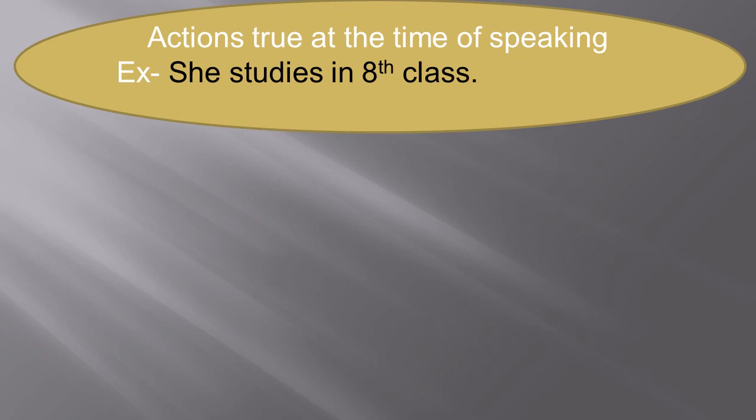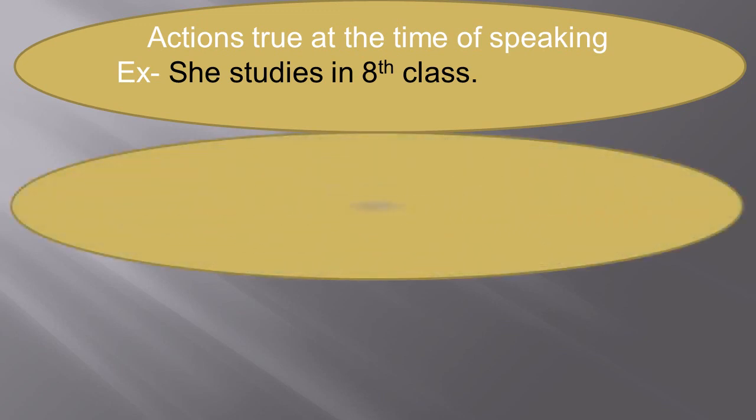Now, the next use we have is to describe actions which are true at the time of speaking. That means this tense is used to express certain actions which are actually true at the time of speaking. For example, she studies in 8th class. For example, I can say our school reopens or our school opens at 9 a.m. these days. That is true, that these days the school is opening at 9 a.m.